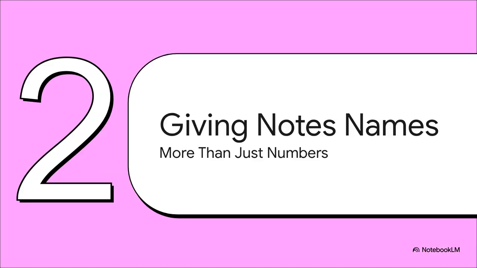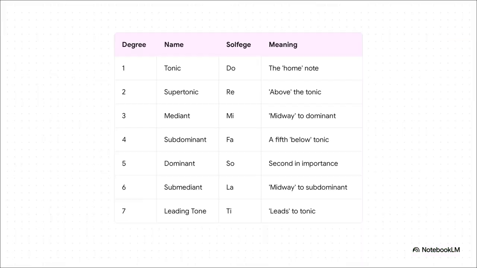Simple as that. But, musicians, we love to give things fancy names. So, of course, these numbers don't just stay numbers for long. Each one gets its own technical name. And these names are actually little clues that hint at what that note's role is in the bigger story of a song. And here they are. As you can see, the first degree is our home base, the tonic. The fifth degree is the dominant, which is kind of the second in command.